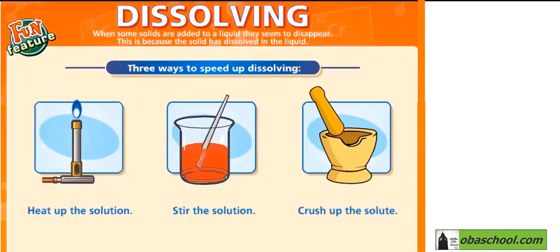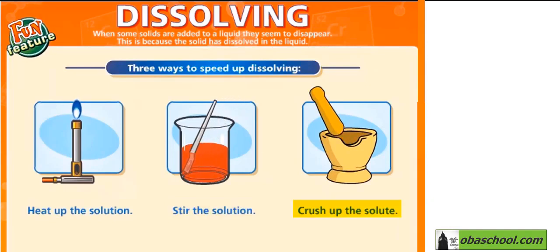There are three ways to speed up dissolving. First of all, heat up the solution. More heat will speed up dissolving. We can stir the solution and crush up the solute.